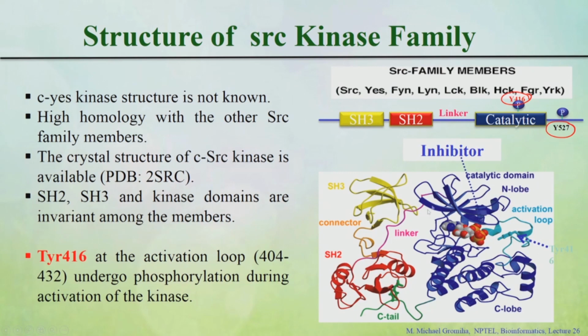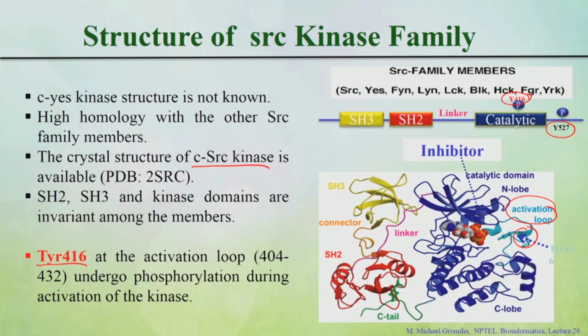This loop is very important for this inhibitor. If you look into the literature, the crystal structure of CSRC kinase is known, but CS kinase is not known, though the homology is very high with the other members. Tyrosine 416 is in the activation loop, here. This undergoes phosphorylation during the activation of the kinase, right.